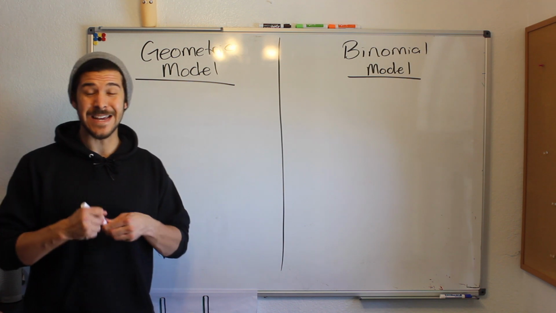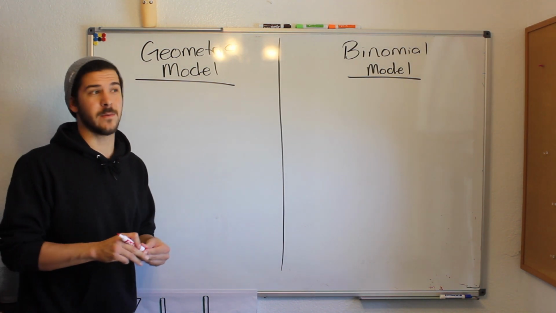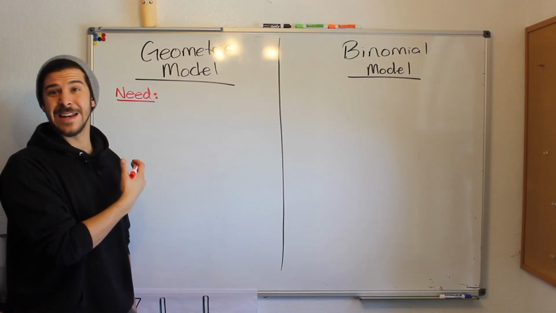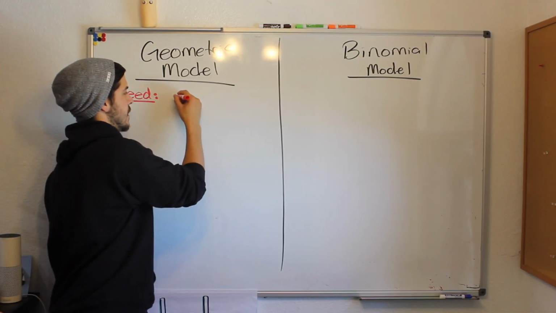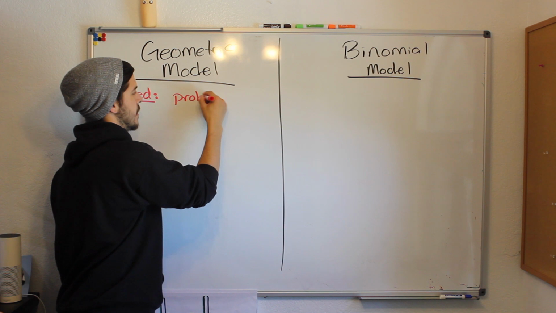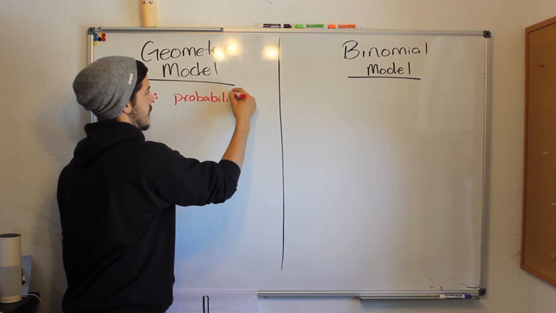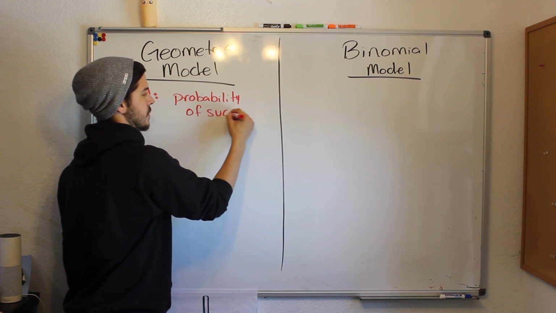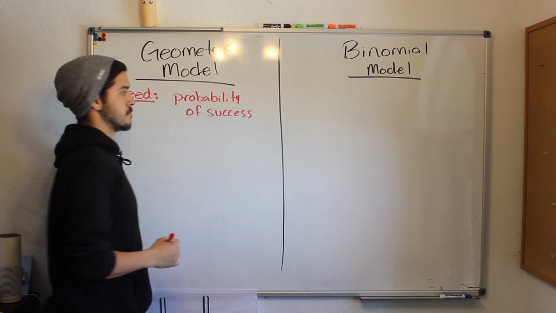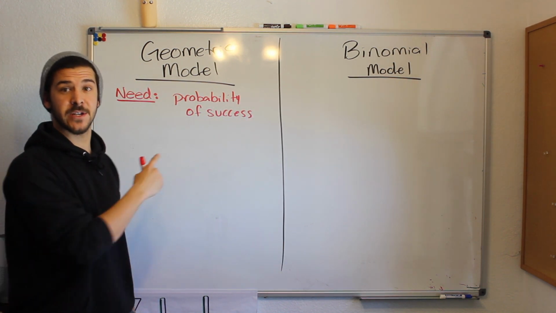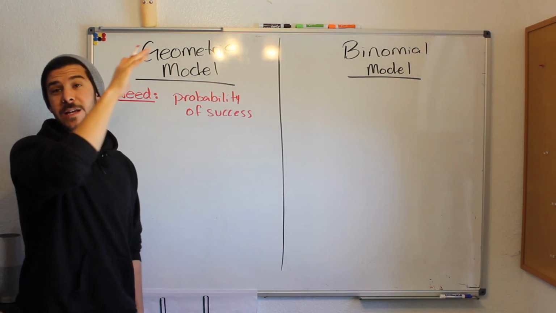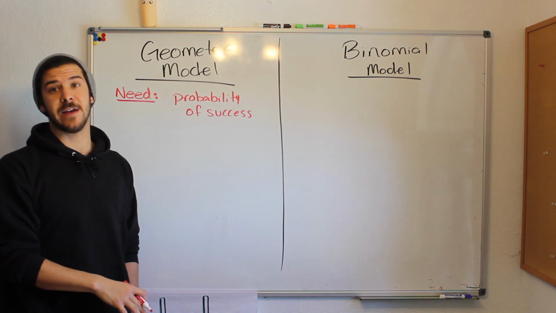What do we actually need in order for us to solve this problem? Well, for a geometric model, all we need is the probability of success. We only need one piece of information, and that's the probability of success. With that one value, we can determine a lot of things.